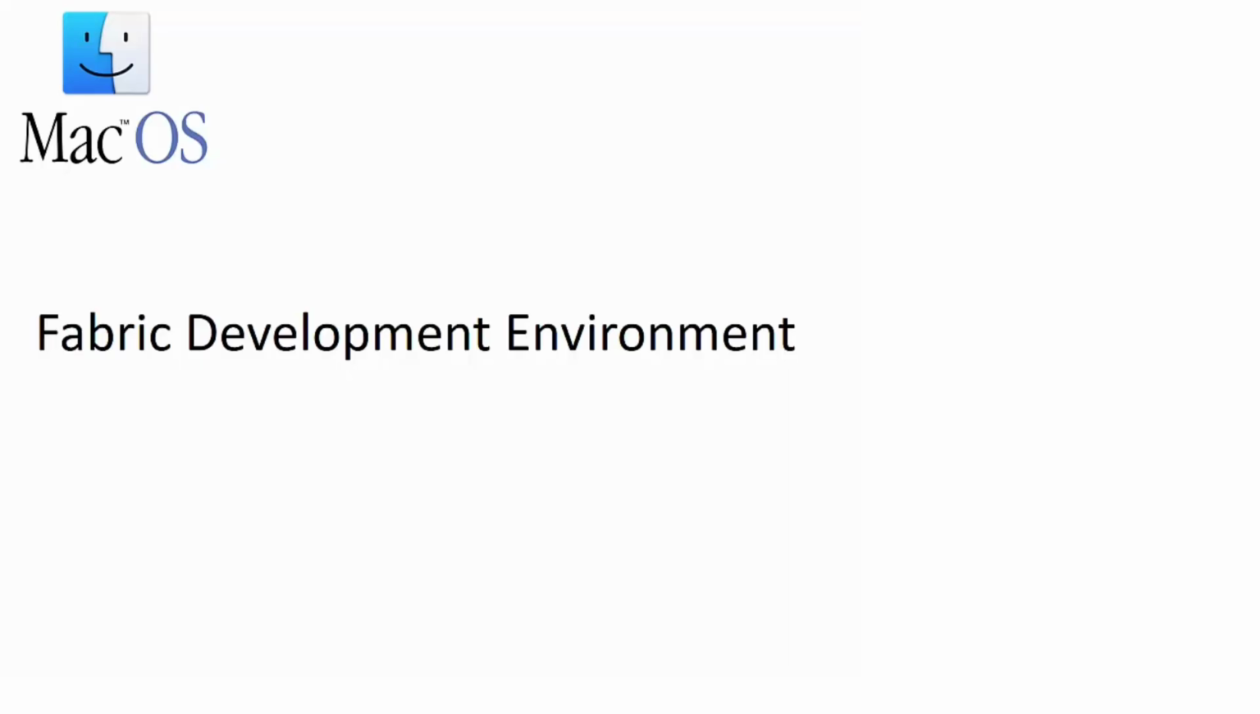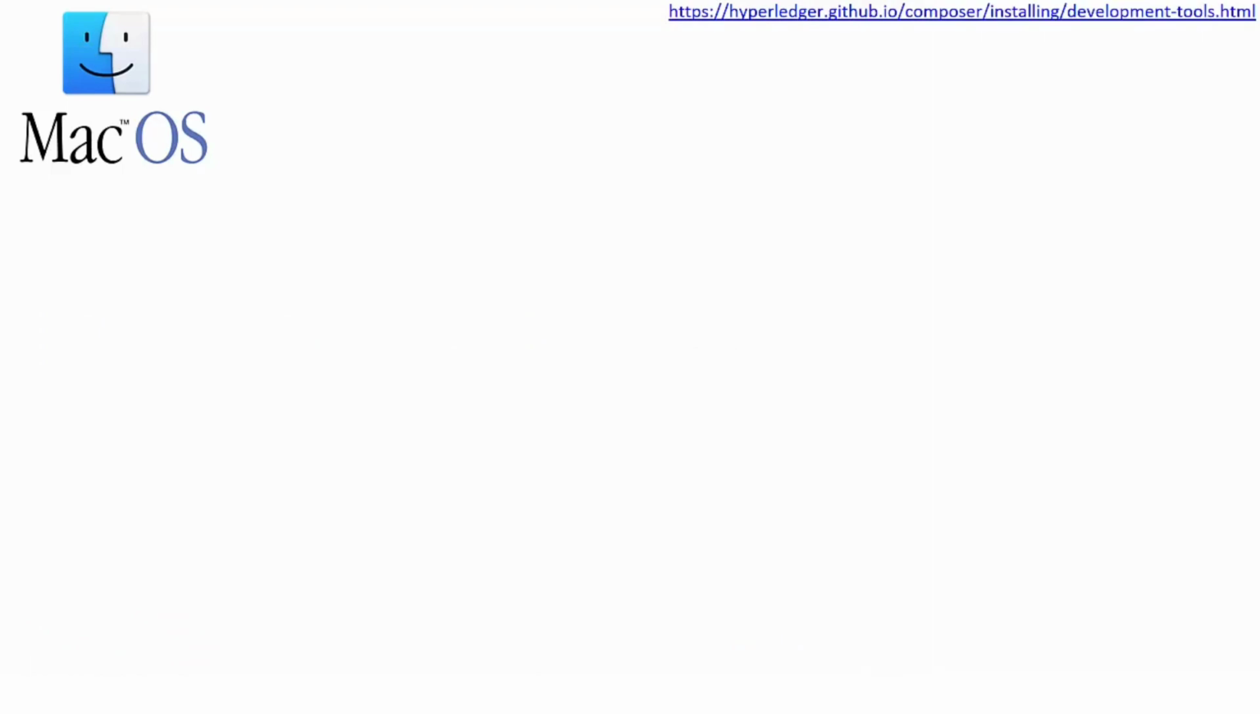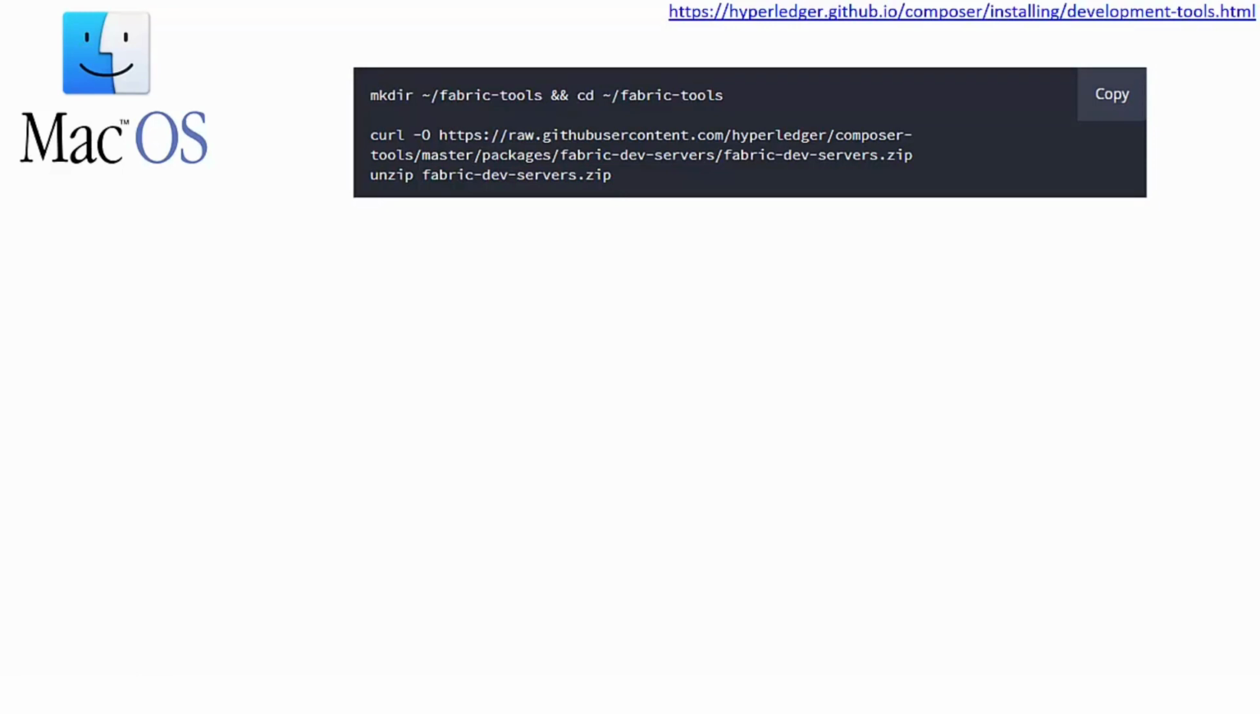In this lecture, I'll walk you through the steps required for setting up the Fabric development environment. Make sure that you have installed the right version of Docker or Docker toolkit before trying out the steps explained in this lecture. Installation of Fabric tools on macOS is pretty straightforward. You just have to copy a script and paste it in a terminal window.